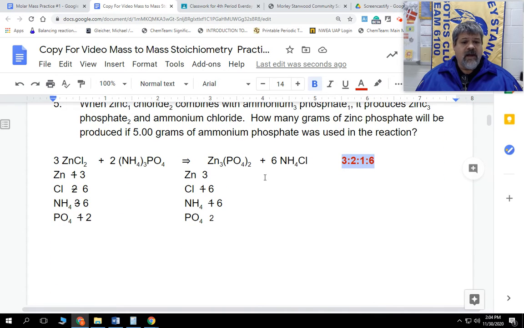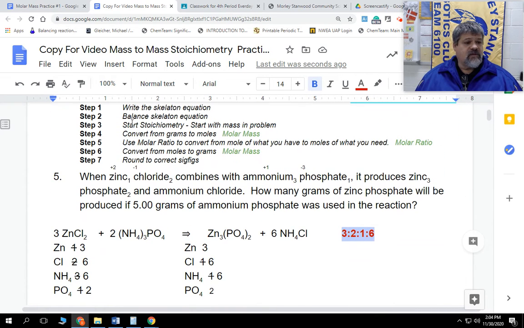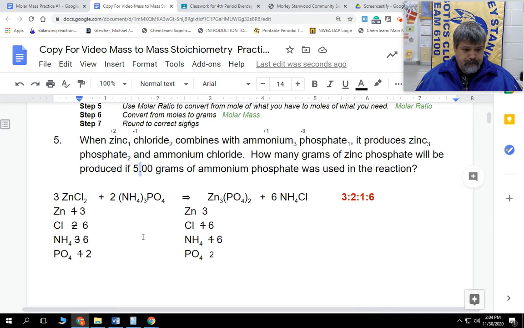So let's go ahead and go back to what we need after that. We're going to start our problem, and we're going to use the mass that's in the problem. Well, 5.00 grams, which means it's pretty accurate. But how many significant figures? 3. The zeros are significant because of the decimal, if you remember. So because of the decimal, those trailing zeros are significant. So we got to have 3 significant figures in our answer.